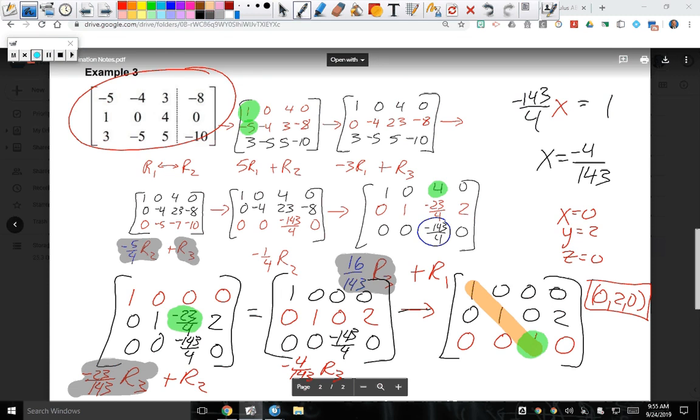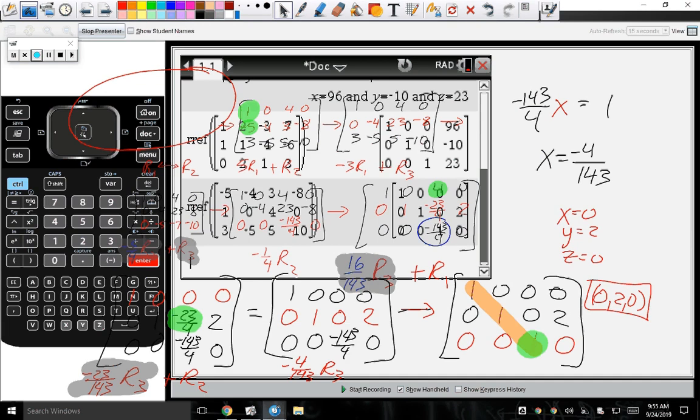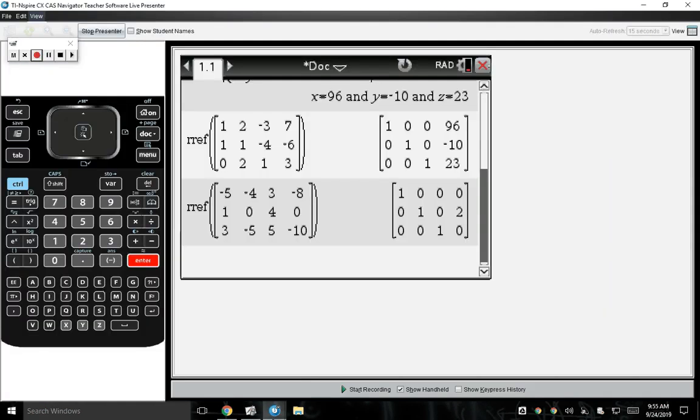So RREF, parentheses, open up the matrix, 3 by 4, and look what we get. What it does in just a click of a button. But what we need to learn how to do to strengthen algebra skills, it gives us the answers. Questions?